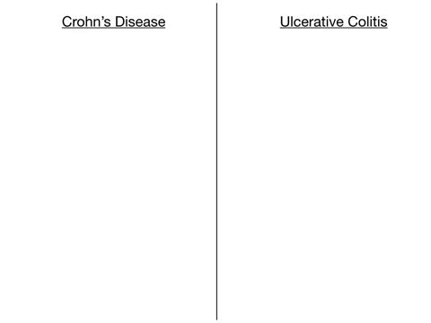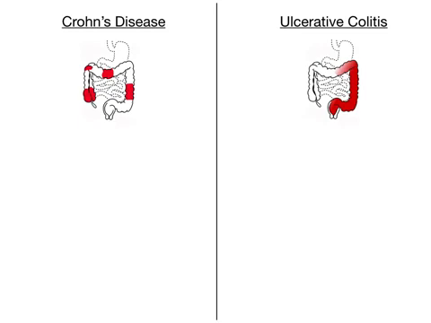So the first major difference between Crohn's disease and ulcerative colitis is where the inflammation, or where the inflammatory bowel, hence the name inflammatory bowel disease, is located. So in Crohn's disease, it can happen anywhere. It can happen literally anywhere from the rectum all the way up the GI tract, going as far as the mouth. So any area can be inflamed in Crohn's disease.